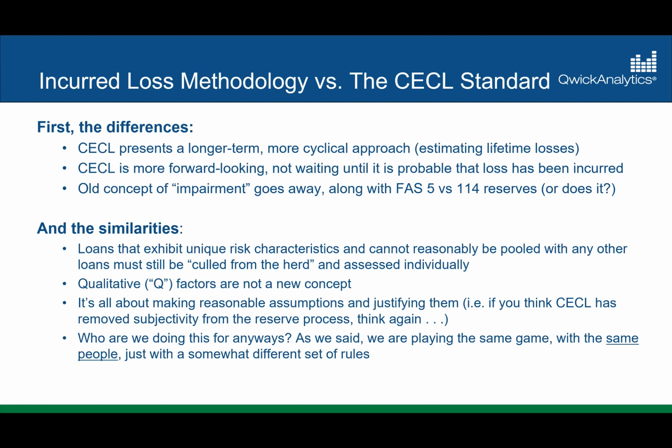So now to the similarity. Loans that exhibit unique risk characteristics and can't be pooled with any other loans still need to be, we say, culled from the herd and assessed individually. What that threshold is for when you need to take a loan out of that collective bucket and manage it and deal with it on a one-off basis is subjective and has not been well defined by the regulators. The old definition, saying that, well, we'll take all of our TDRs and we'll manage them individually.